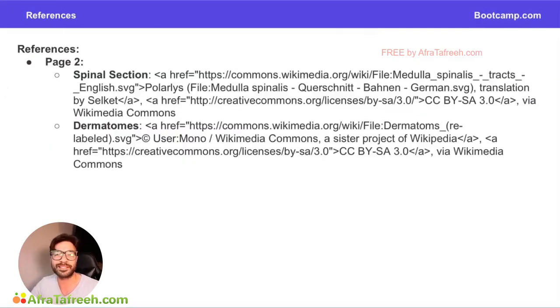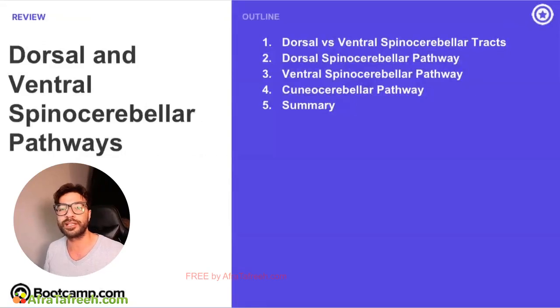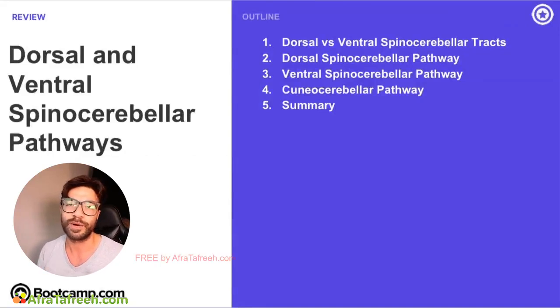But anyways, that's it for today's lesson. I hope you all enjoyed that one. We walked through the dorsal and ventral spinocerebellar pathways, as well as covering the cuneocerebellar pathway.